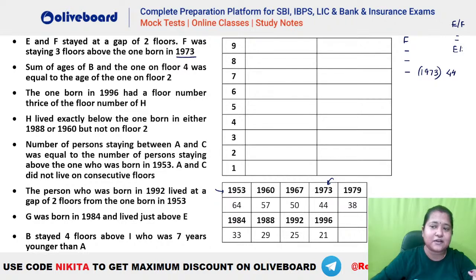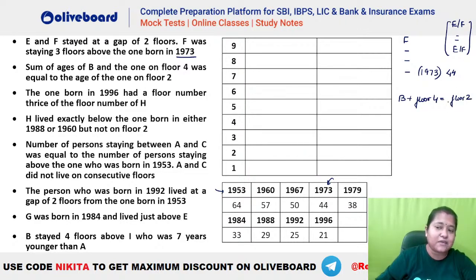Okay, let's write it down here. E and F at a gap of 2, we will place that later. The sum of ages of B and floor number 4 was equal to floor number 2. So we know that the sum of ages of B plus floor 4 has to be floor number 2. Now can you tell me what are the possibilities here such that the sum of two ages is equal to the third age here?